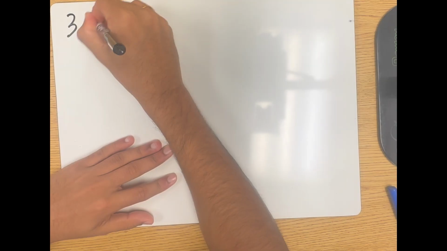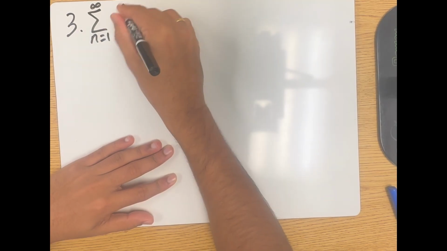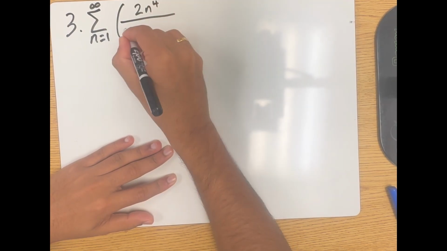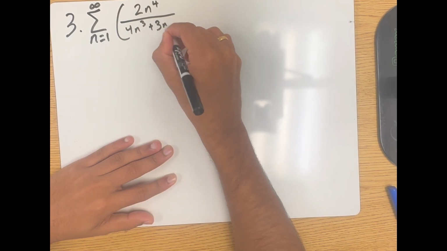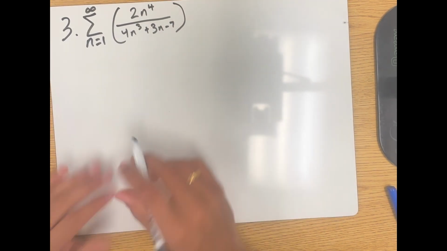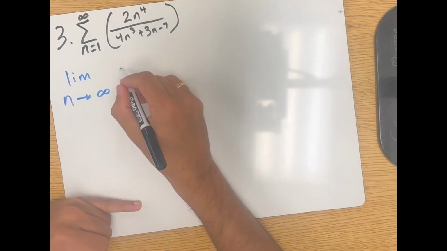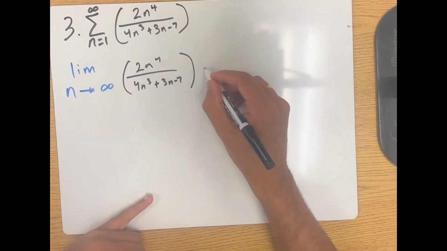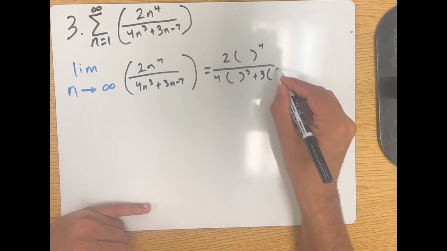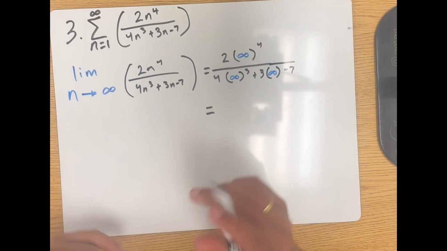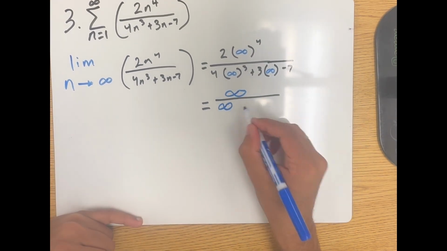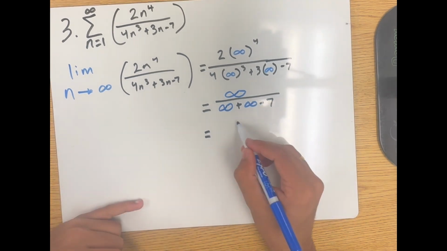So we're going to determine whether the series 2n to the fourth over (4n cubed plus 3n minus 7) diverges or is inconclusive via the n-term test. By taking the limit as n approaches infinity, we plug in infinity, and we'll eventually realize that we end up with an indeterminate form of infinity over infinity.